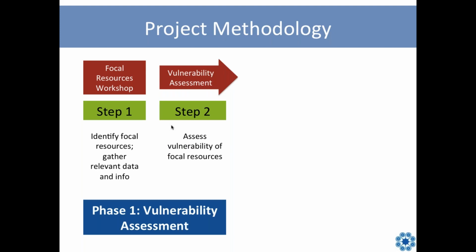But more specifically, our project methodology was really divided into two phases. The first phase is focused on the vulnerability assessment. So the first step of that was to identify the focal resources, what we really wanted to look at for the remainder of the project, and then to gather relevant data and information. And then the second step was to assess the vulnerability of those resources to climate change.